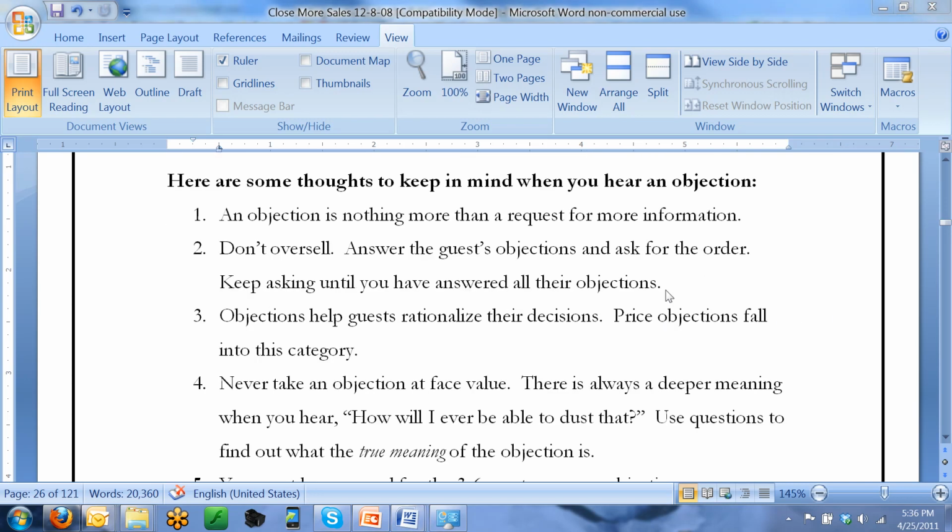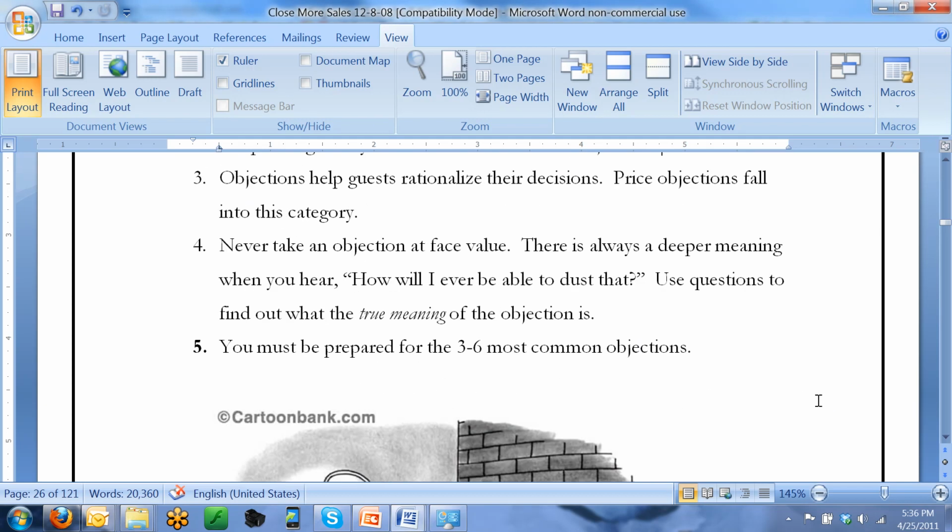Some thoughts to keep in mind when you hear an objection. Remember, it's nothing more than a request for information, so don't oversell. When the guest objects, you simply answer the question and then ask for the order. You keep asking until you've answered all their objections. It's going to help rationalize their decision, and never take the objection at face value. I think we always know there's a deeper meaning to it. Be prepared for the 3 to 6 most common objections. That's why we're going to give you 7 scripts for the most common objections with today's outlet mall type buyers.